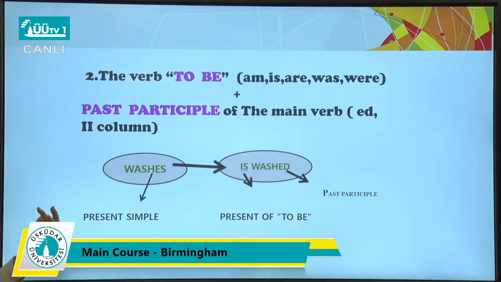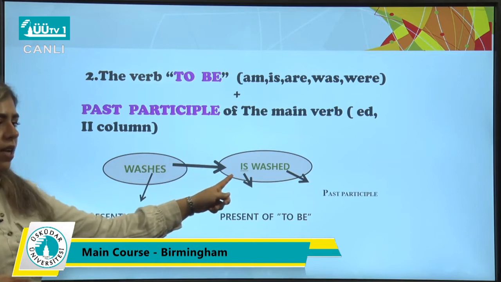Was and were are for the past tense. Okay. So here washes, because we have washes and it is present simple, so we should use present tense. And because the car is singular, so is. Then washes, we have is, as we talked.